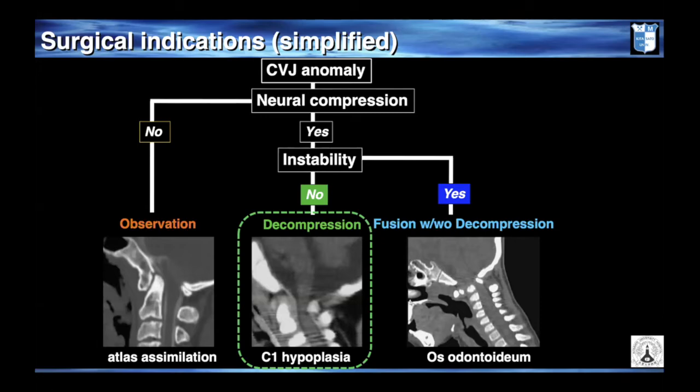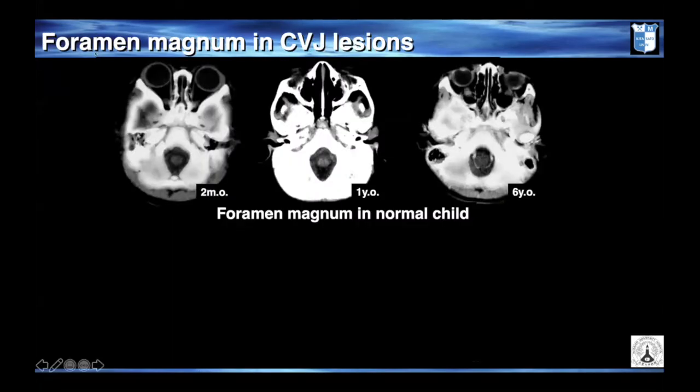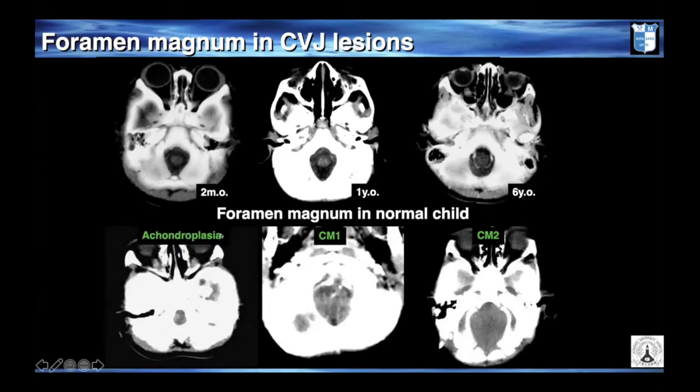Let me talk a little bit about decompression for the craniovertebral junction. The problem with the foramen magnum in the craniovertebral junction in pediatric patients is like this. You know, this is 2 months old, and this is 1 year, and this is 6 years. This is normal children. But when you look at achondroplasia, Chiari 1 and Chiari 2, here the achondroplasia shows circumferential stenosis. Chiari 1 usually does not have so much stenosis. In Chiari 2, the foramen magnum is even larger because of the congenital herniation of the cerebellar tonsil.